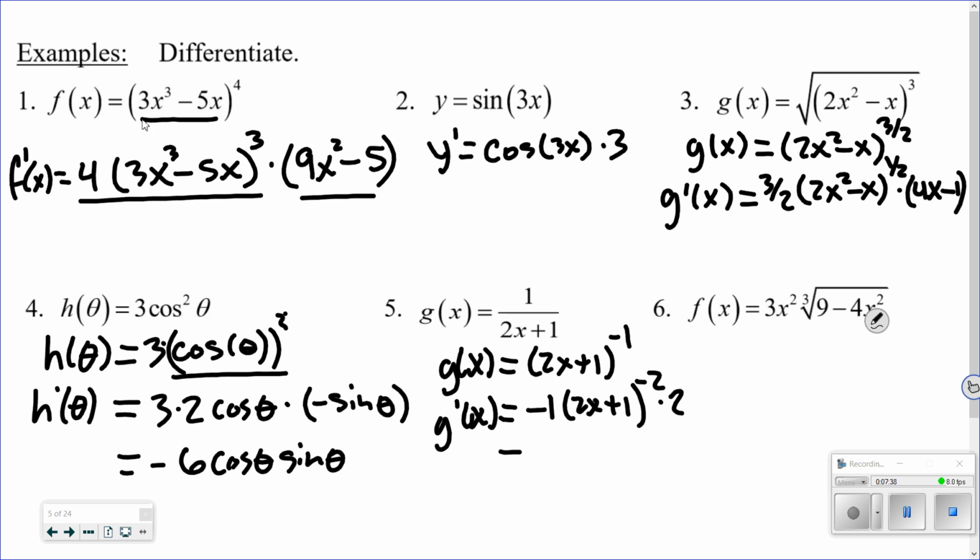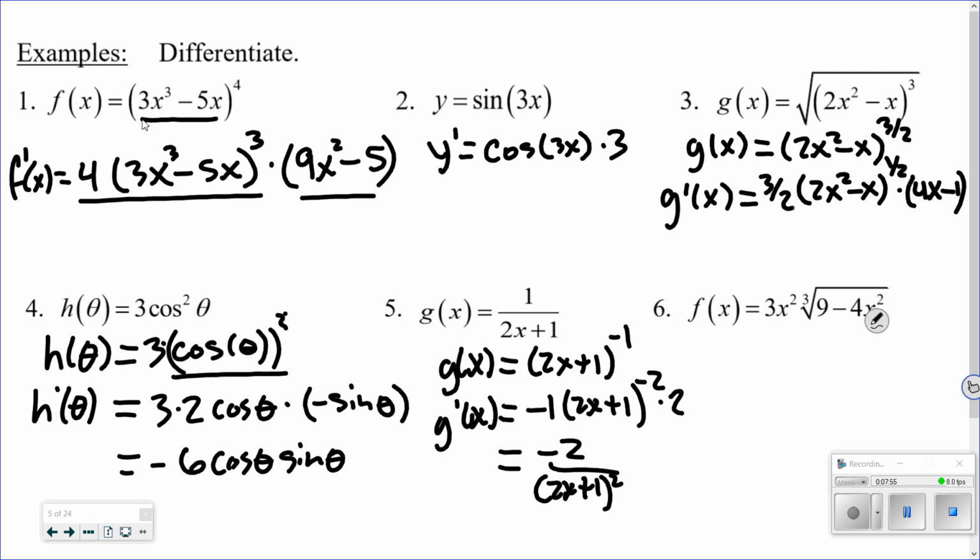So we could simplify that. That would be negative 1 times 2 would be negative 2. I can move the 2x plus 1 back down to the bottom, make it a positive 2. And that's the same thing you get if you use the chain rule. Or sorry, if you use the quotient rule. We just did the chain rule.